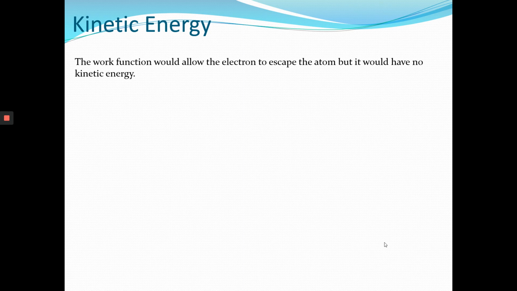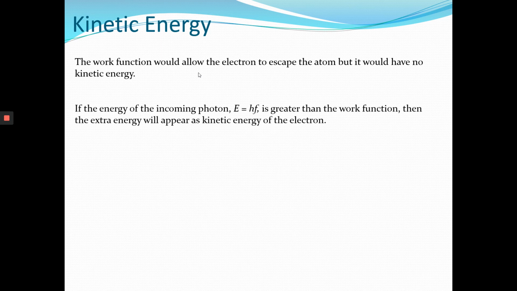This 4 joules will be used as kinetic energy, and it'll fly off using those 4 joules. So this is what we are going to be doing now. The work function, remember, is just the minimum energy that would allow the electron to escape the atom, but it would just be stuck there, wouldn't have any excess energy.